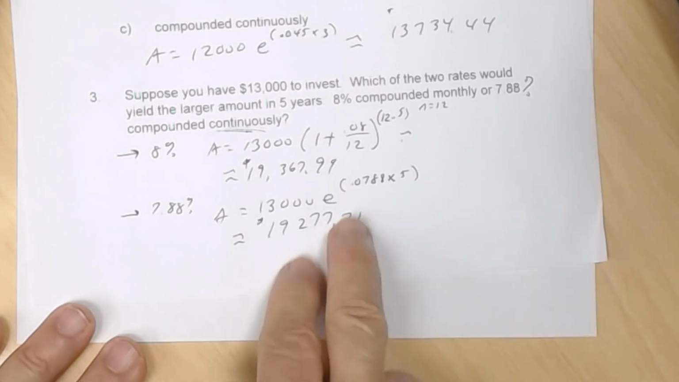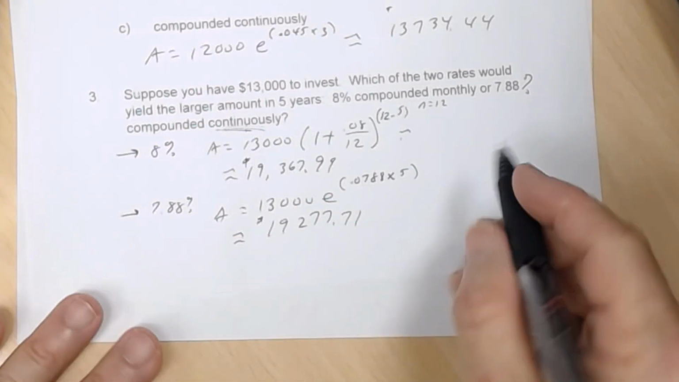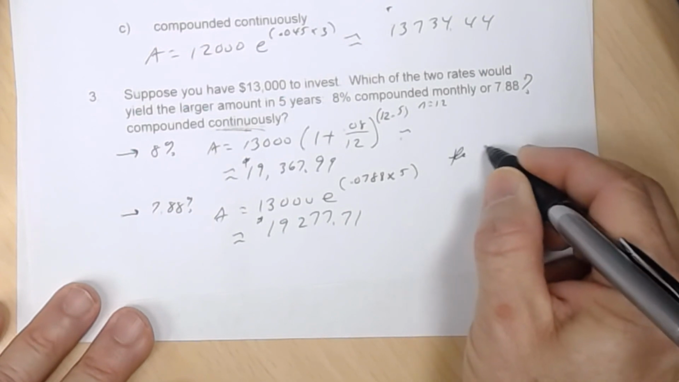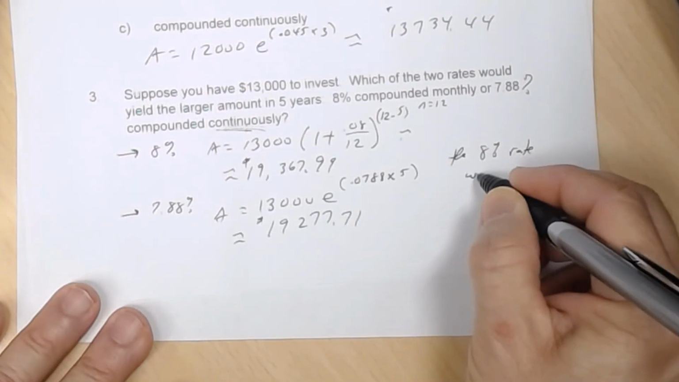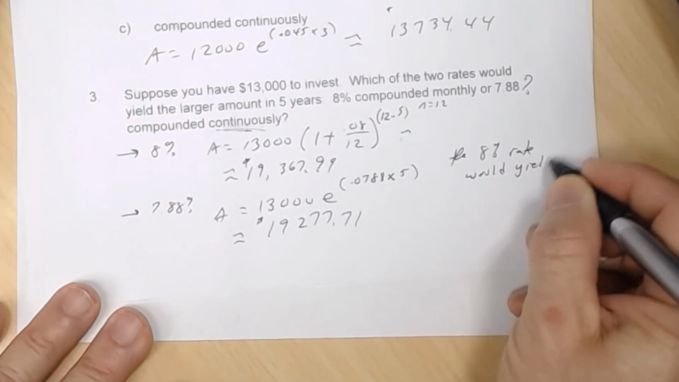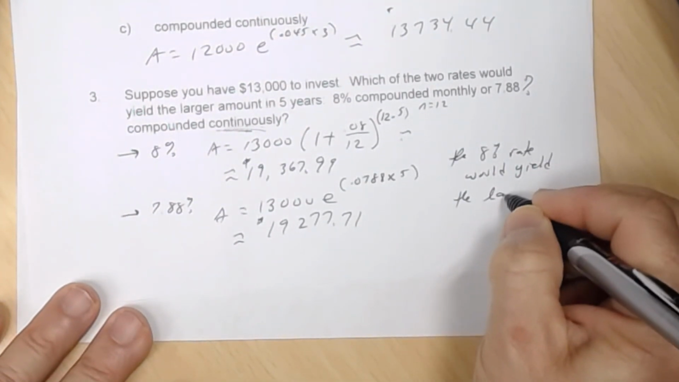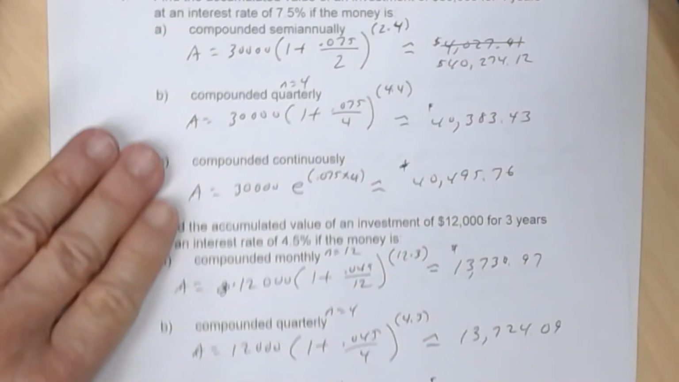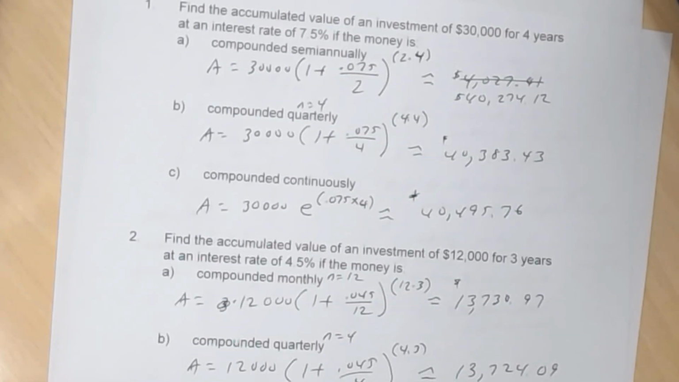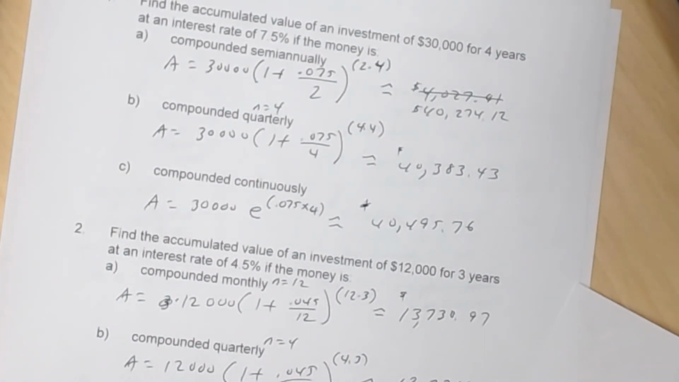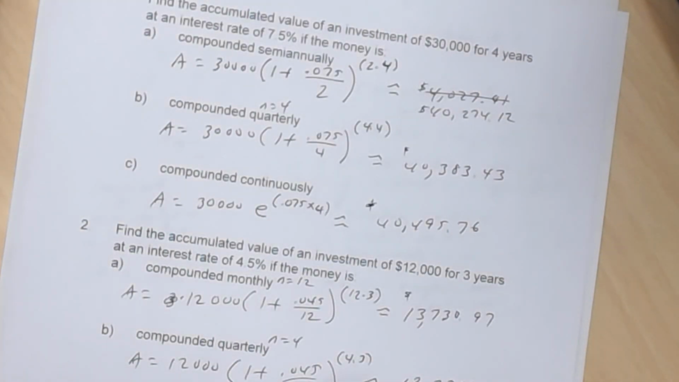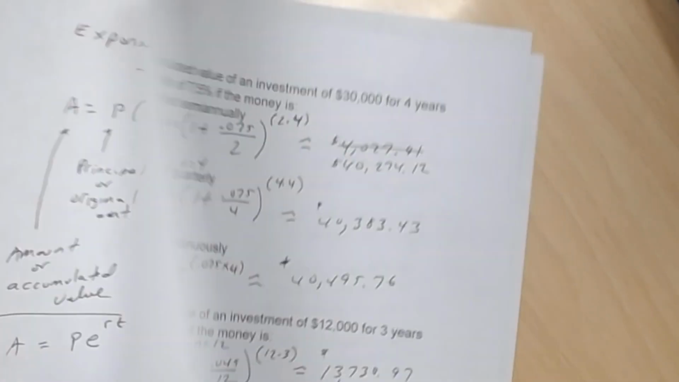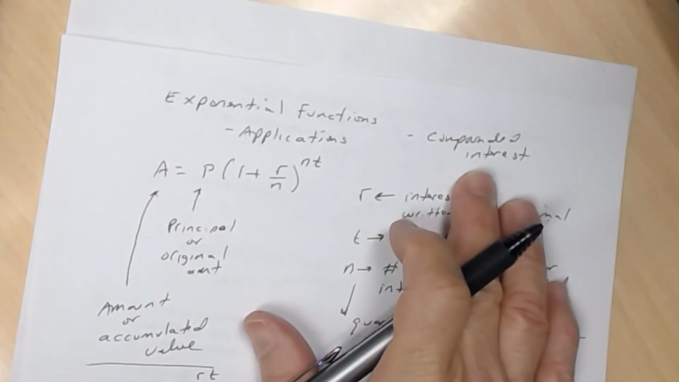Okay? All right, and then it says which of the two rates would yield the larger amount? So you would say the 8% rate would yield the larger amount, so make sure you answer the question. Okay? All right, so that's going to take care of it. Your problems on that worksheet are going to look just like this, and on MyMathLab, the same thing. So go ahead and use this to help you with MyMathLab. So that takes care of the lesson on compound interest. All right.